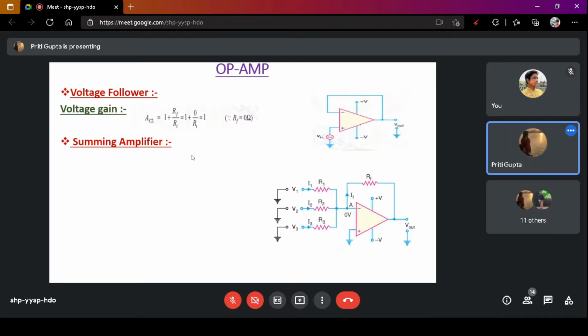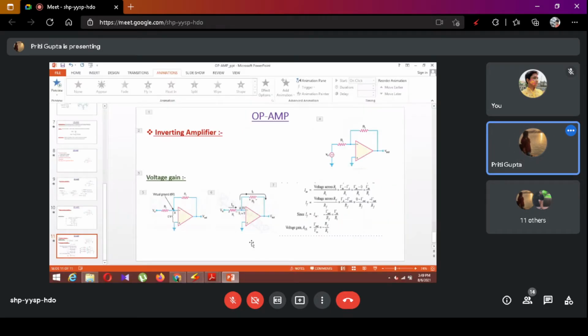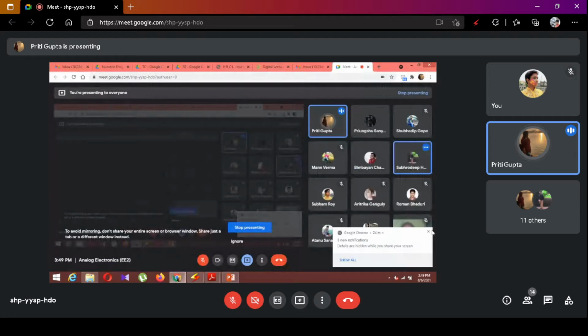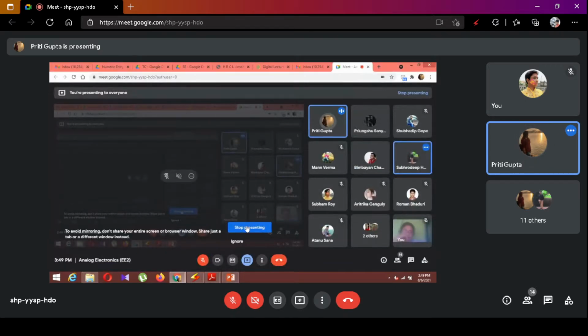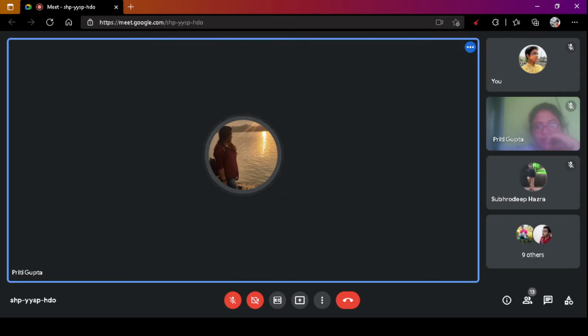Up to this done? Yes, ma'am. Okay, fine. So let us just stop. Just go through the non-inverting and inverting voltage amplifier. We will study this summing amplifier and then we will do some problems. If you have any doubt, you can ask.